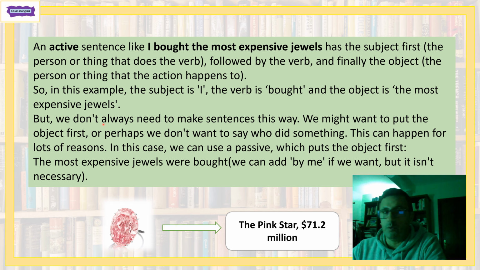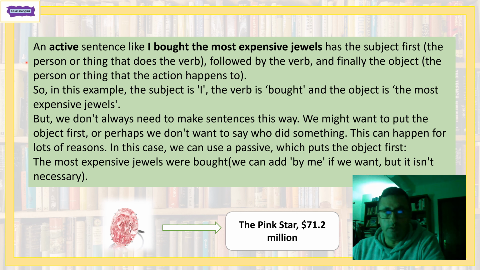But we don't always need to make sentences this way. We might want to put the object first. Or perhaps we don't want to say who did something. This can happen for lots of reasons. In this case, we can use a passive, which puts the object first. The most expensive jewels were bought. We can add by me if we want, but it isn't necessary.